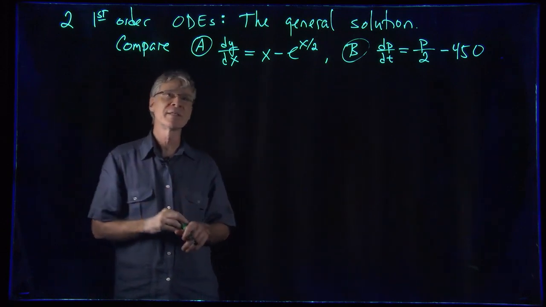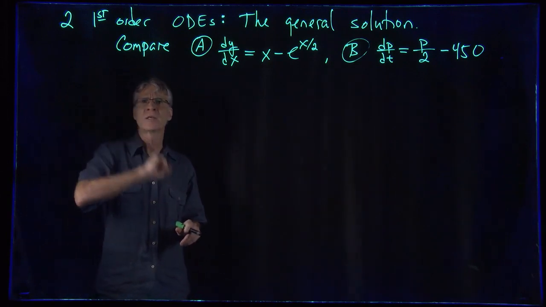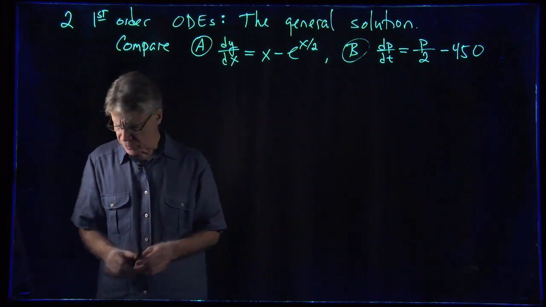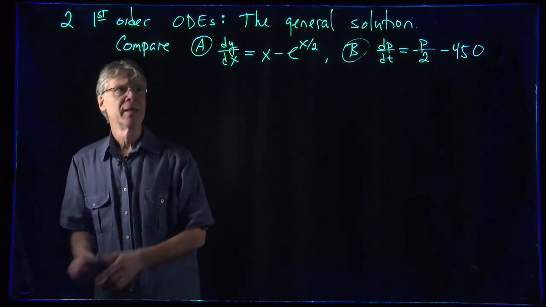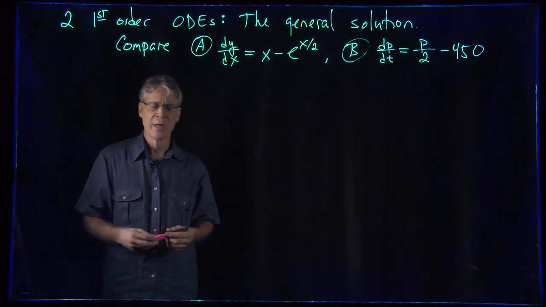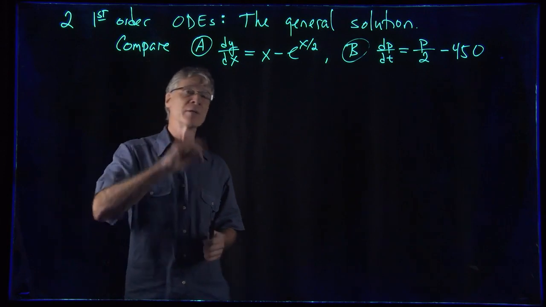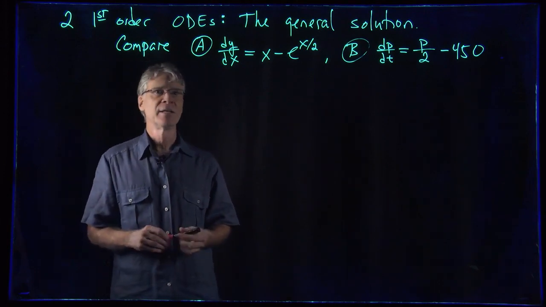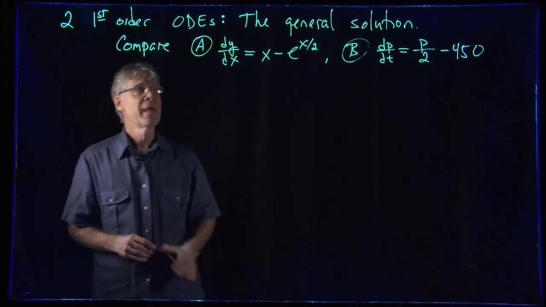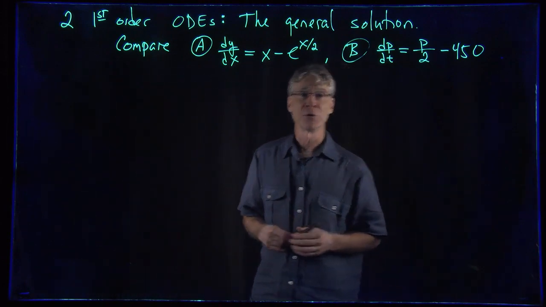I want to bring in this idea of a general solution and a particular solution to these kinds of things. So let's compare the following. The first differential equation is dy/dx equals x minus e to the x over 2. I brought that one up recently in another video, but now I want to take a deeper dive to see how this one works. The other one is dp/dt equals p over 2 minus 450.